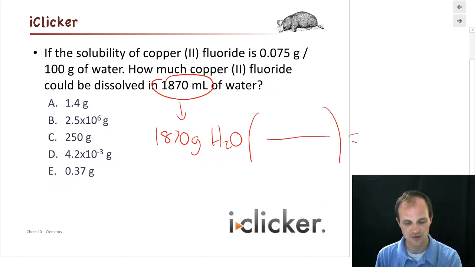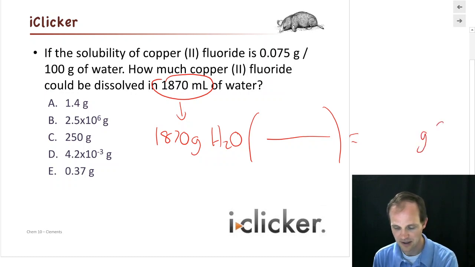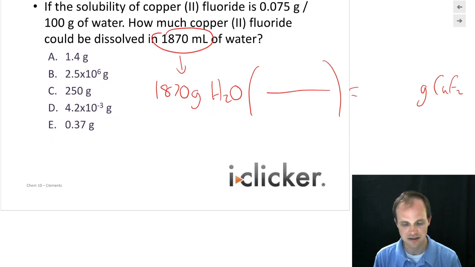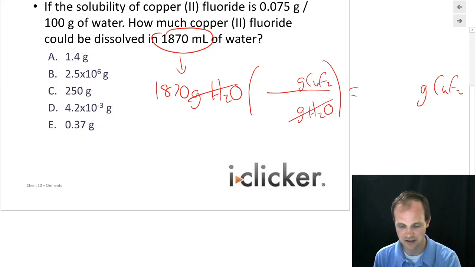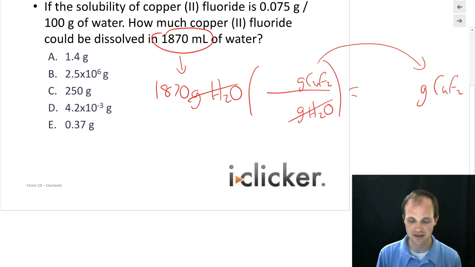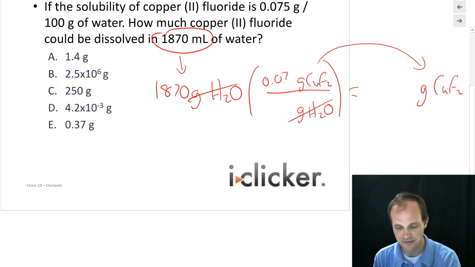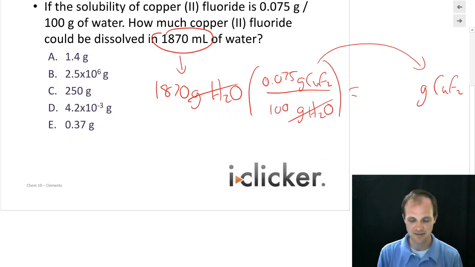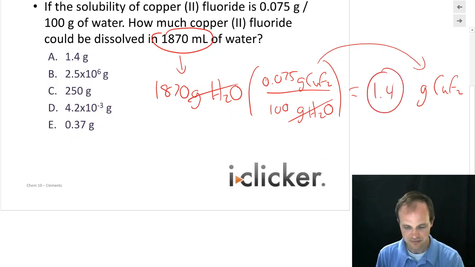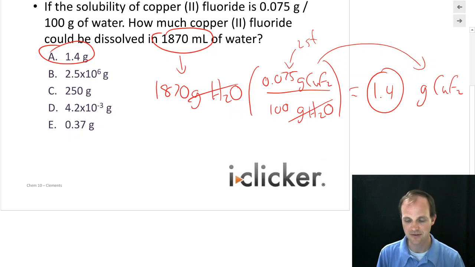I'm going to convert that, and I'm going to try to find grams of copper 2 fluoride. So grams of water has to go on the bottom here so it can cancel. Grams of copper 2 fluoride go up here. Then I try to find those numbers. The numbers in that parentheses, grams of one thing, grams of another, is usually a solubility, and I get 0.075 grams for every 100 grams. I type that into my calculator, 870 times 0.075 divided by 100, I get 0.65 grams. Why only 2 sig figs? Because this guy only has 2 sig figs. So I get 0.65 grams of copper 2 fluoride is how much I can dissolve in that much water.